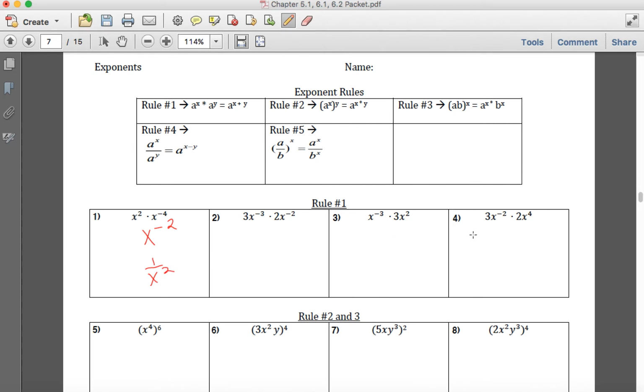Jump over here to number 4. That would be 3 times 2, which is 6. X to the negative second times x to the fourth is going to be x to the second power.